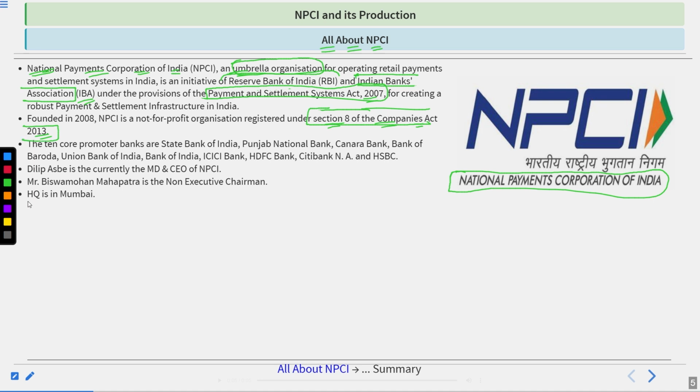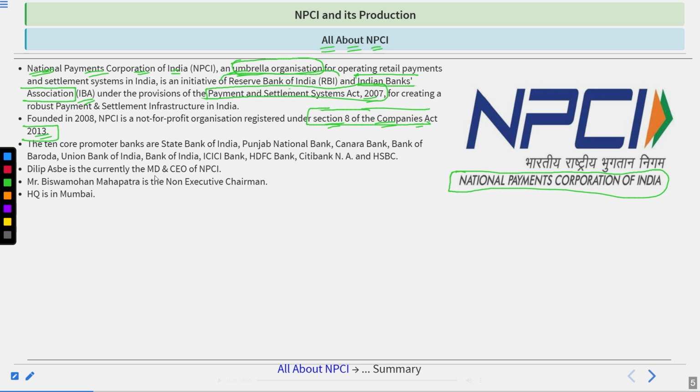The 10 core promoter banks are State Bank of India, Punjab National Bank, Canara Bank, Bank of Baroda, Union Bank of India, ICICI Bank, HDFC Bank, Citibank, and HSBC. These are the core promoter banks for the NPCI.